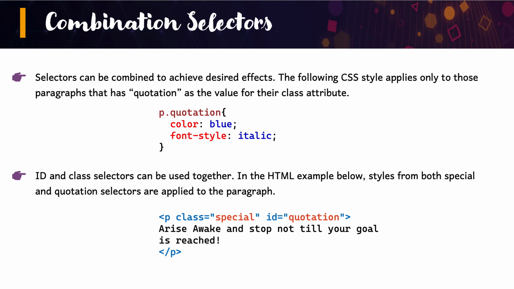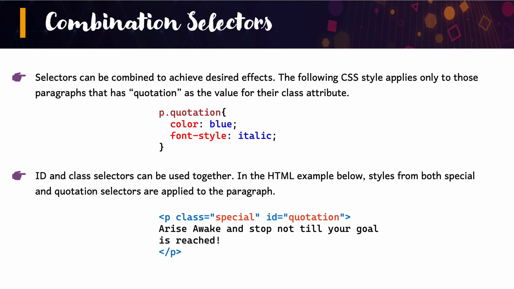Now, these are different simple selectors that we have in CSS. There is no restriction that you have to use only one of them. You can actually use a combination of them to get a desired effect. For example, look at the first bullet. It is using a style which is defined with p dot quotation as the selector name. This is both a simple element selector which uses the p tag as well as a class selector that uses quotation as the value for the class attribute.